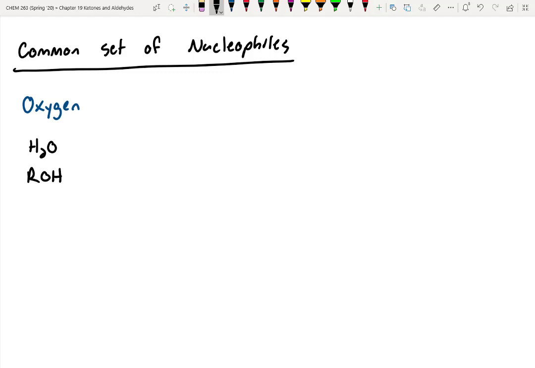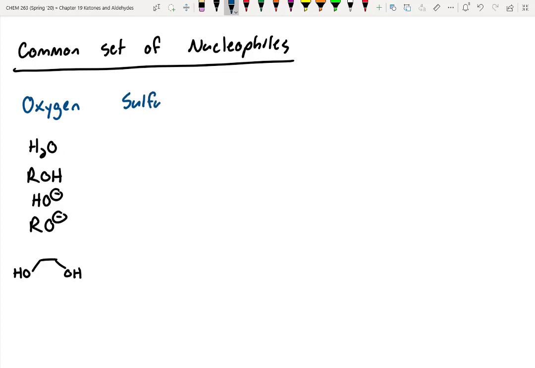It doesn't really matter. Conversely, if we wanted basic conditions, we could just use hydroxide, or we could use an alkoxide, right? So the difference between these is whether it's acidic or basic. The other one that we'll look at in our next set of videos is kind of different. This is ethylene glycol. This is actually used to protect ketones and aldehydes by making what's called a cyclic acetal. We'll look at this mechanism in more detail later, but really both of these alcohols can act as nucleophiles, which is kind of unique. All right, so oxygen nucleophiles are listed.